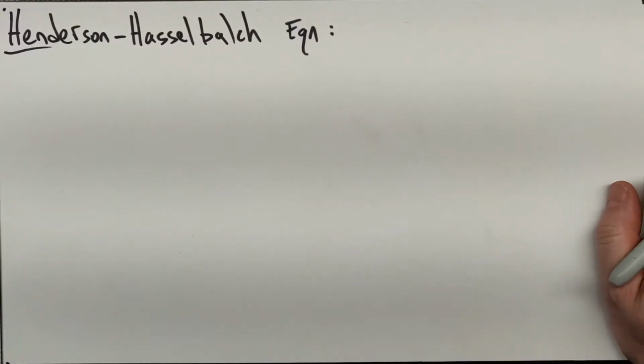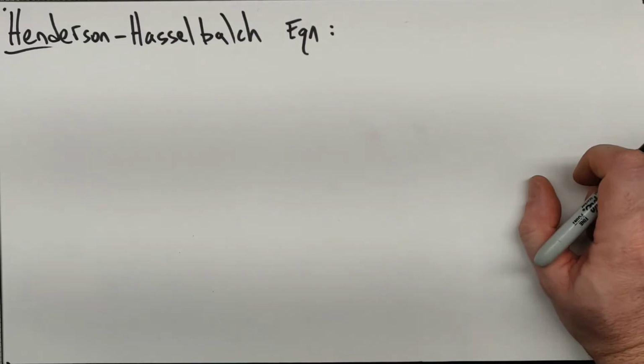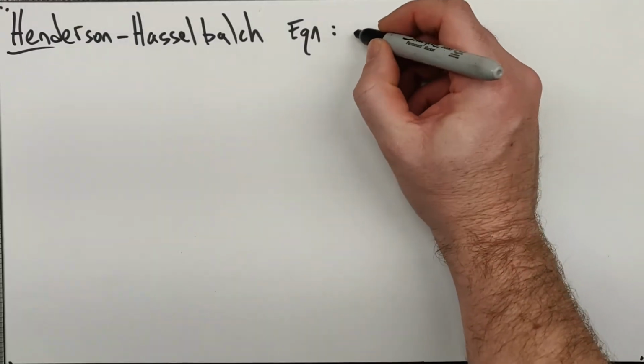The Henderson-Hasselbalch equation is a super cheap shortcut for buffer solutions, and normally I don't teach shortcuts, but this one's really useful. I'll show examples of how to calculate with it in other videos, but for right now I just want to do a quick derivation.